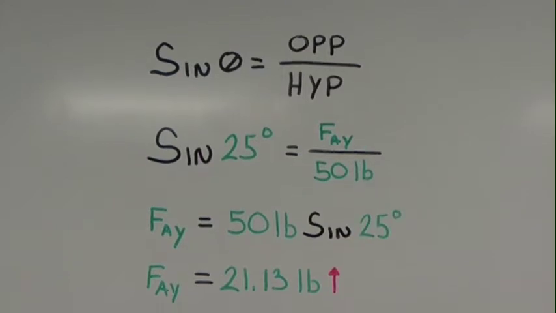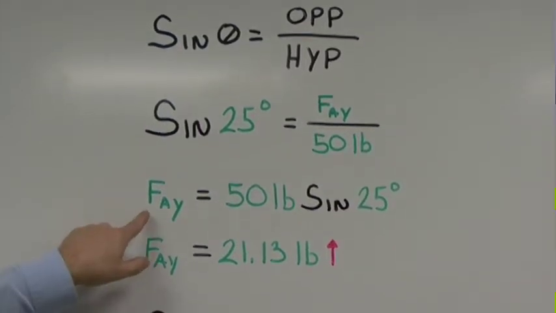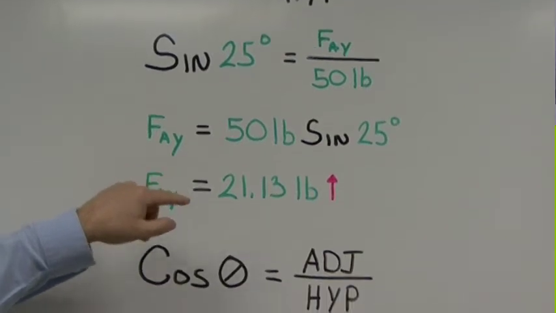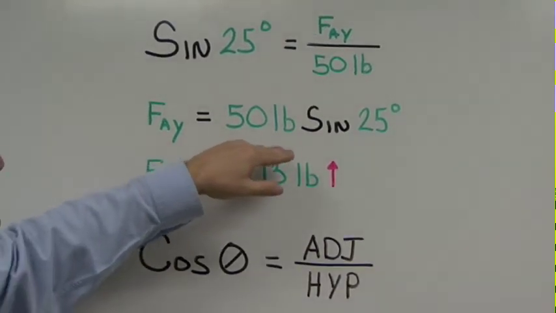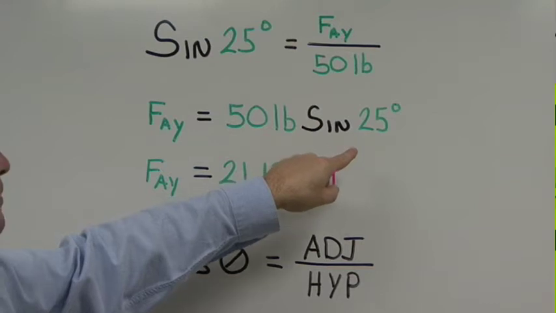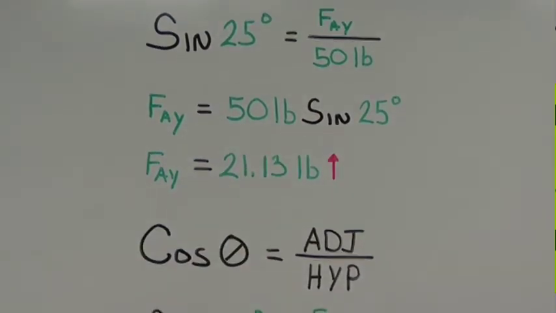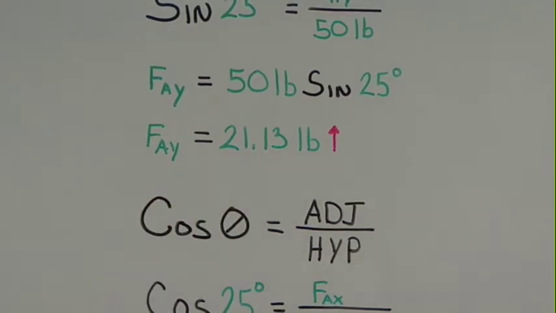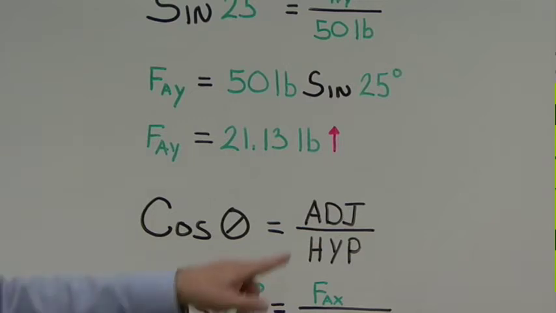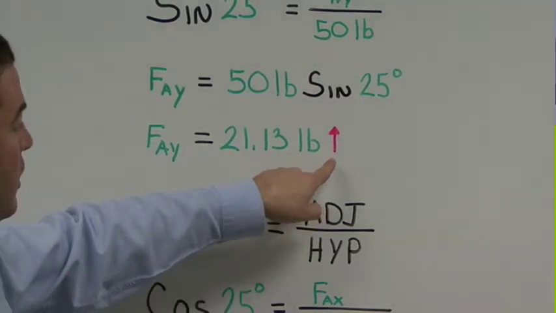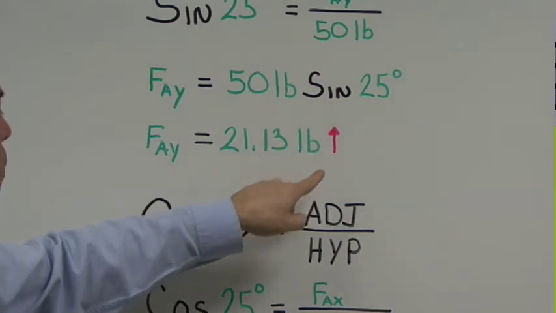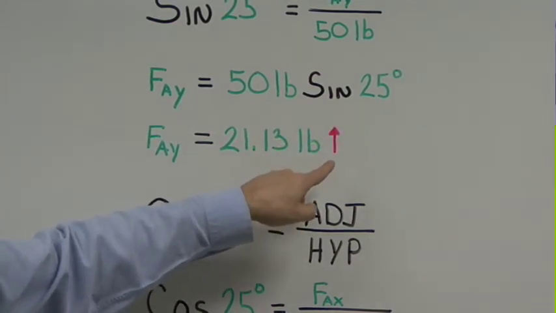I rearrange my formula to get my unknown, my force of A in the y, on one side of the equation, and then I multiply my 50 pounds times the sine of 25 degrees. My answer comes out to be 21.13 pounds. So the force of A in the y direction is 21.13 pounds. Notice I have placed a red arrow here. That indicates that the force is in an upward direction or in the y direction positively.